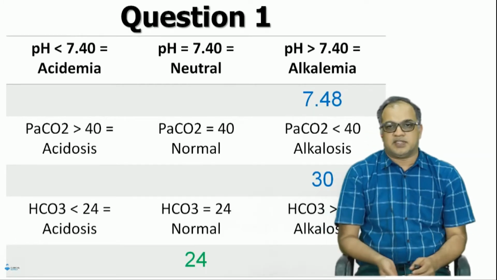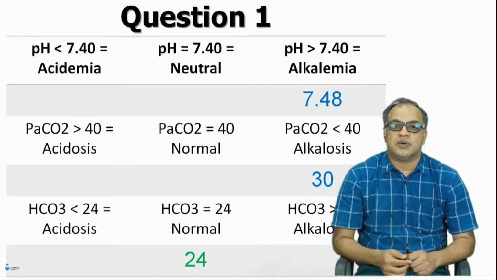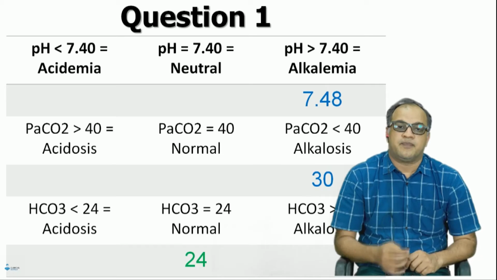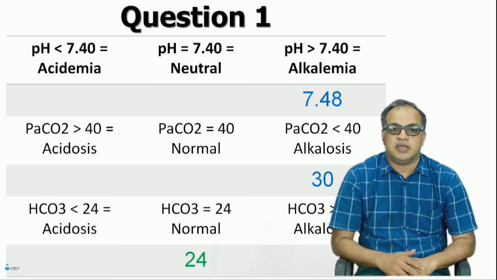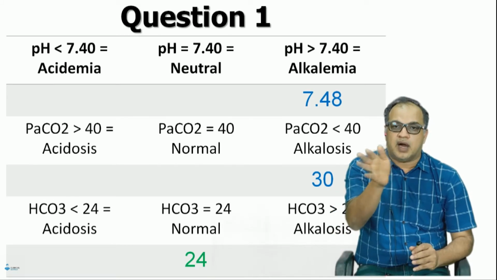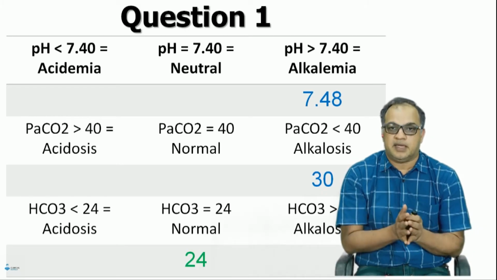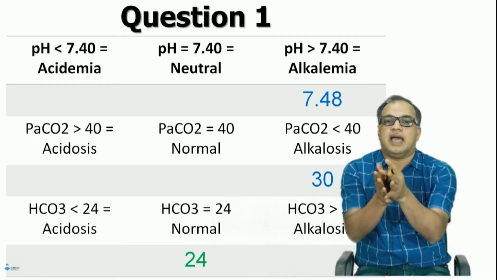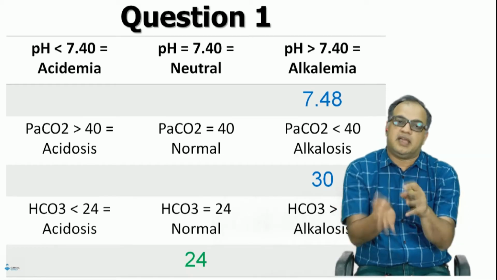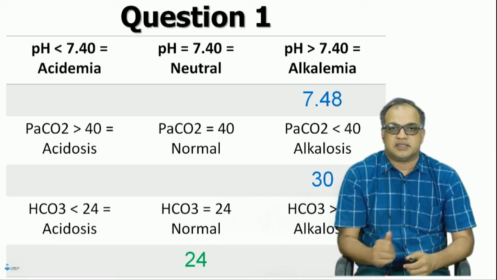Let's say, first question, pH 7.48, PCO2 less than 40, and bicarbonate is normal. Now, pH and PCO2 are both in the same direction. The primary disorder is respiratory. And what is it? Respiratory alkalosis. Bicarbonate is normal. Even if it was on the lesser side, it would have been respiratory alkalosis.